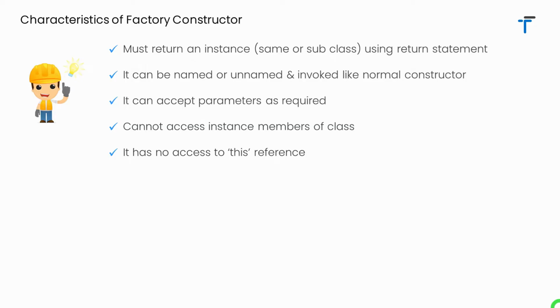Factory constructor has no access to this reference. It means we cannot use the this keyword inside the factory constructor, not to access the members of the class, not even to call another constructor, and not even inside the initializer list.